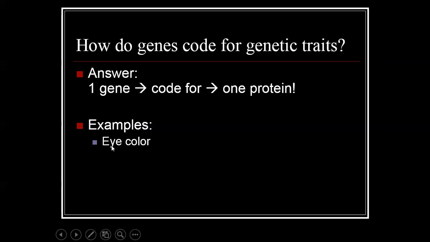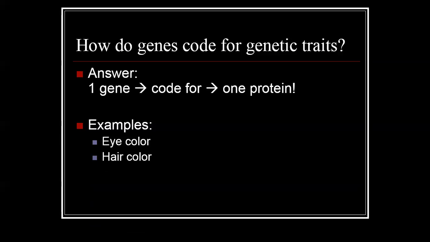So you inherited a piece of DNA from your parent and it coded for a certain protein. This protein is deposited in your iris. And if that protein reflected the wavelengths of light that we interpret as green, then people looking at your eyes say, oh, you have green eyes.